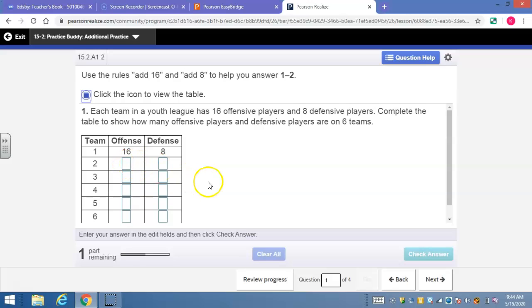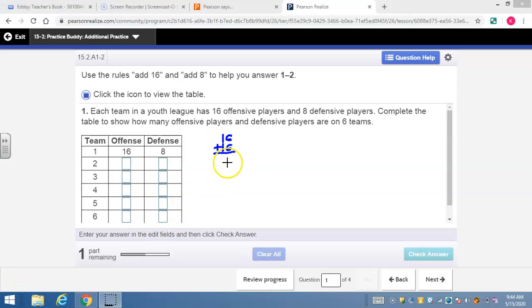So basically, all you need to do is be adding 16 plus 16 plus 16 plus 16 and so on to find our answers. Let's do a couple together. Okay, so I set up my problem here. 6 plus 6 is 12. That's correct. Regroup. I got 3 ones, so that is still 3. So my sum is 32, and 32 would go right here, for 2 teams would have 32 offensive players.